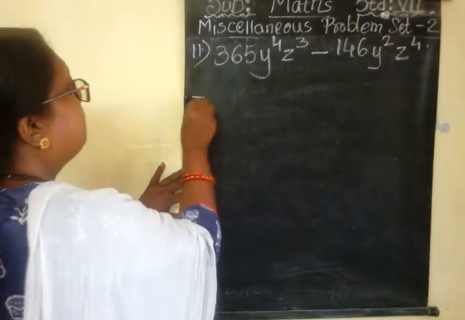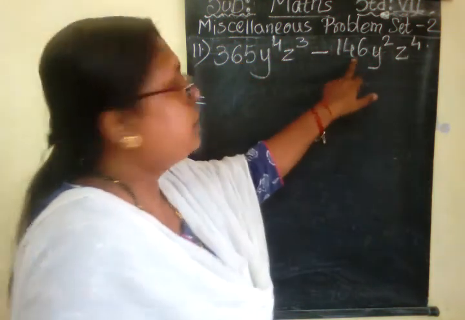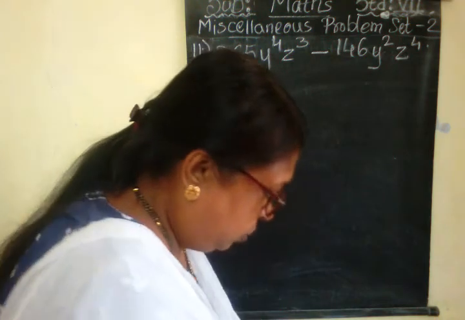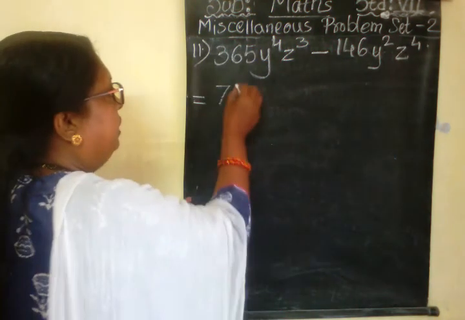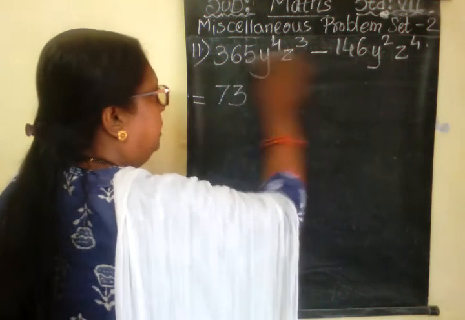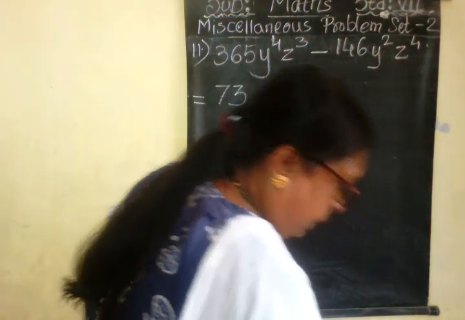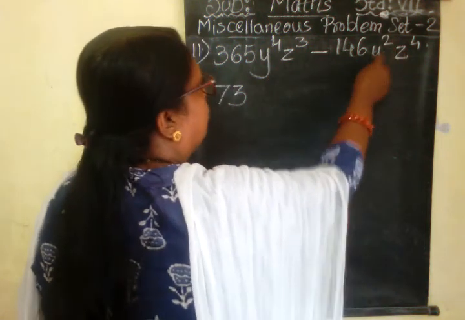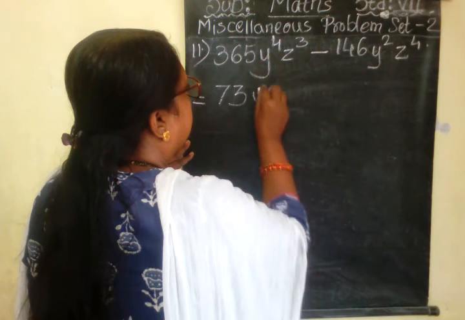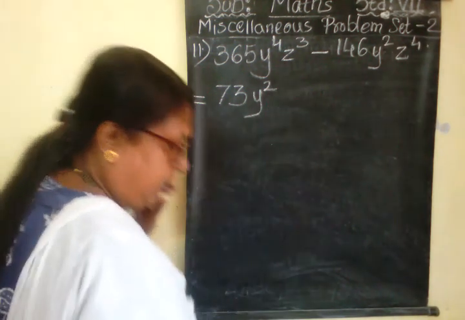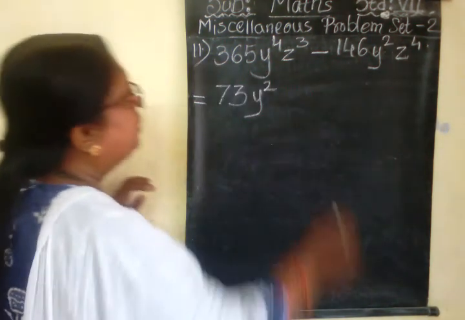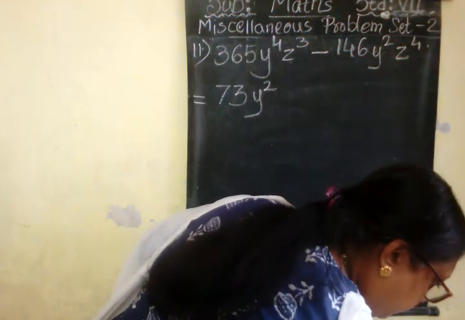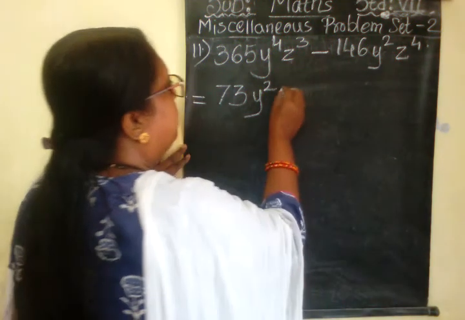Now these children, 365 and 146 both are divisible by a prime number 73. So directly I will give you the answer. 73 is dividing these both the numbers. Okay, and you can see here y raised to 4 and here y square. So y square can be taken as common. Y square can be taken as common outside, and along with that z cube and z raised to 4. Yes, so z cube can be taken as common.